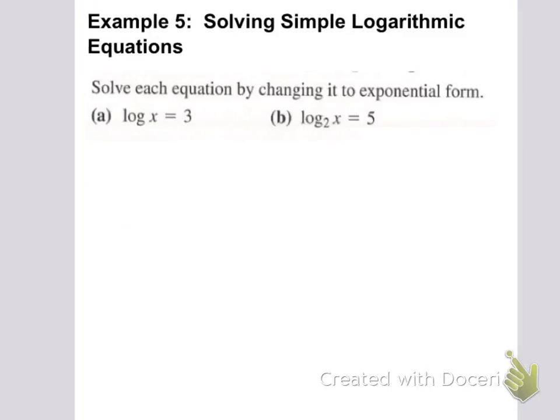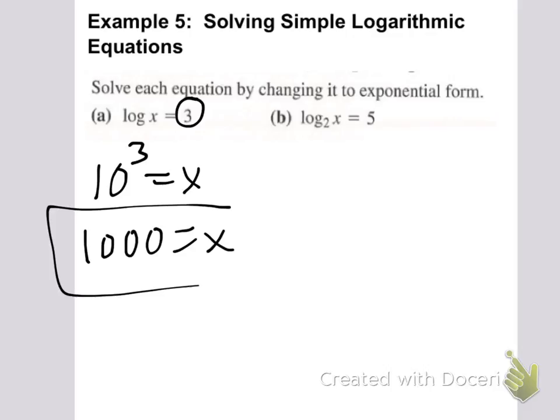Okay, now, to solve simple logarithmic equations, we have to solve each equation by changing it to exponential form. Well, what do we have? We have log x equals 3. What's the base? There is no subscript, so the base is 10. What the equation equals is the exponent. And then the only thing left is the x. So 10 to the third is 1,000. So x is 1,000.